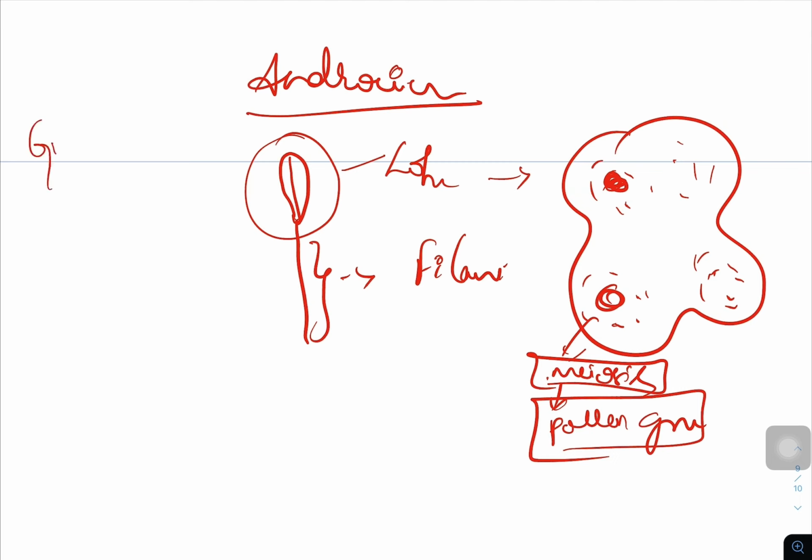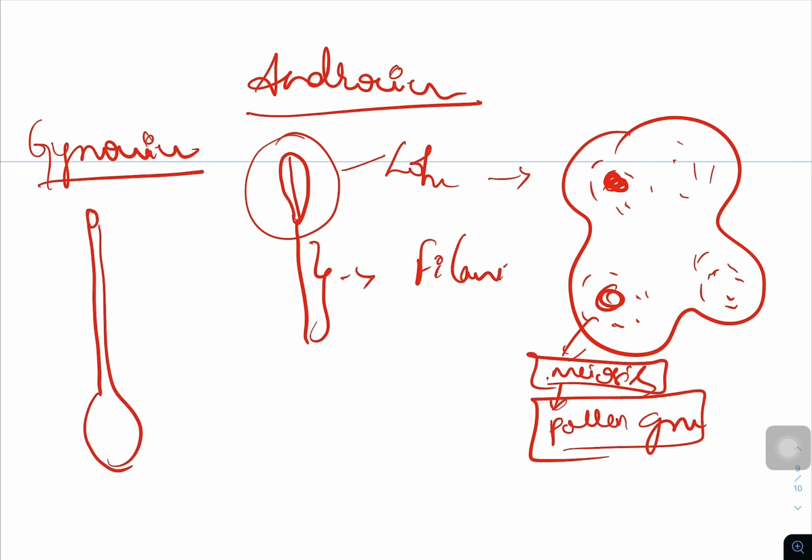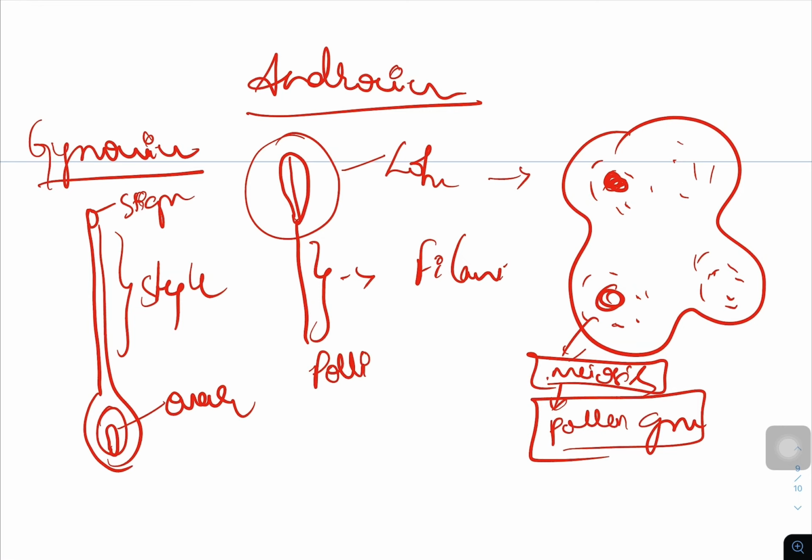Next is the gynoecium, the female reproductive structure. It consists of stigma, style and ovary. This one is called the stigma, this part is called the style, and this part is called the ovary. Within the ovary, ovules are present.